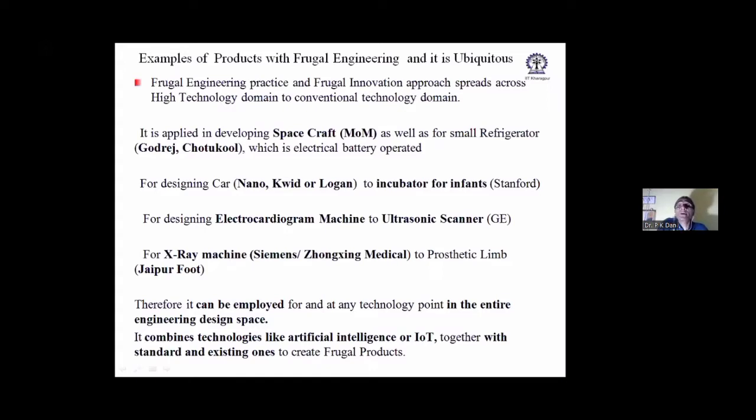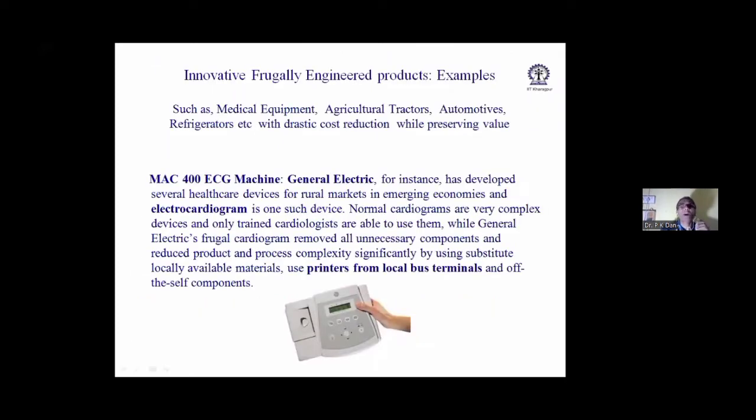Electrocardiogram, as I was talking about, ultrasonic scanner, X-ray machines, to prosthetic limb. I hope many of you have heard of the Jaipur prosthetic limb that they produce. I'll show you some of the photographs from that. You would understand this much better. This is the image of an ECG machine of General Electric. Mac 400 is the model, which is actually a low-cost electrocardiogram machine.